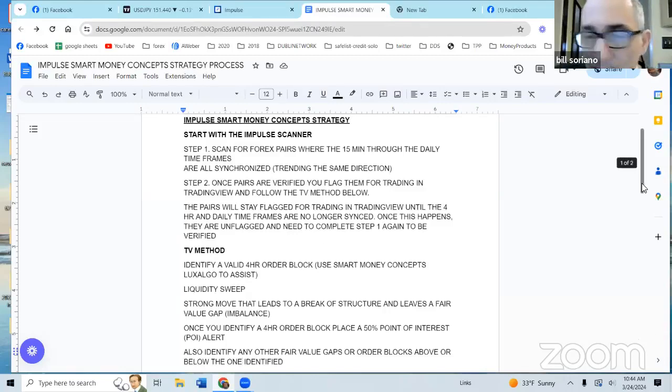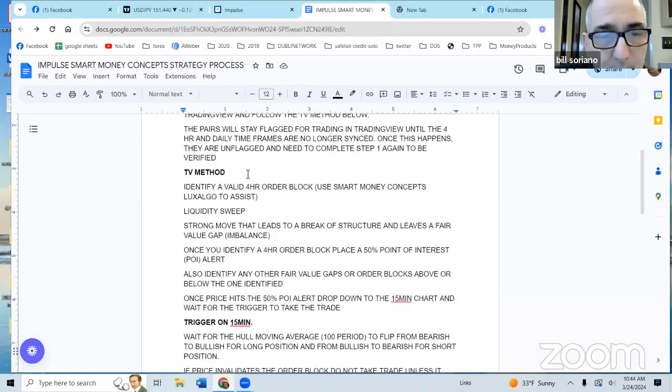Now, once we have verified them, we go into TradingView, we identify a valid 4-hour order block, right? Once we identify that 4-hour order block, we place a 50% point of interest alert. That's what I did for you today, guys, right? We also identify any other fair value gaps and order blocks above or below the one identified. And once price hits that 50% point of interest alert, drop down to the 15-minute chart, wait for the trigger to take the trade, right? So there you have it.